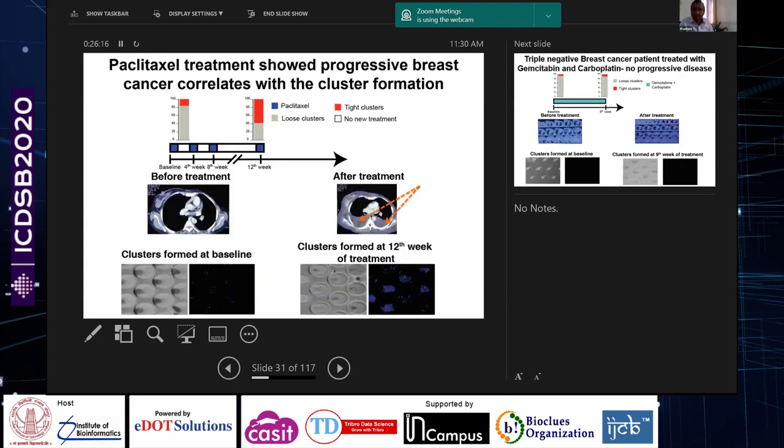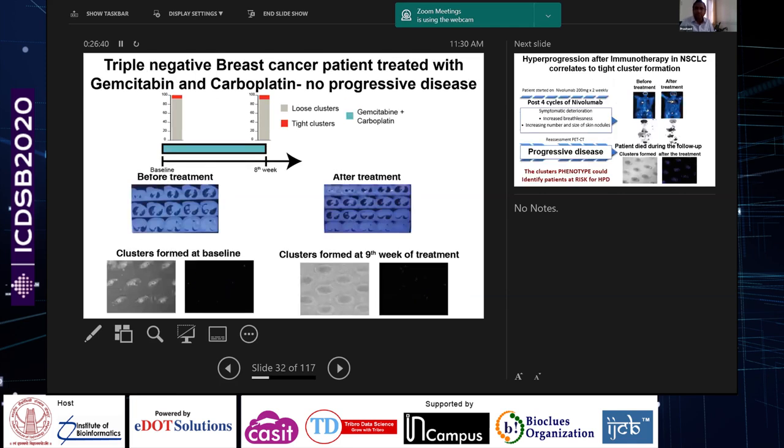And there are many more examples. I will just quickly highlight some of them because I want to stick to time. So this is a patient who has been given treatment for breast cancer. You could see the CT scan where the tumor progressed after the treatment. And the clusters show the same: at the 12th week of treatment, you can see the clusters, and at baseline, there were no clusters. Another example, for triple negative breast cancer, the patient has been given gemcitabine and carboplatin, and there's no progression of cancer. And this is what you can see again, before treatment and after treatment, there are not many changes in the scan. Similarly, the cultures show a similar kind of result.